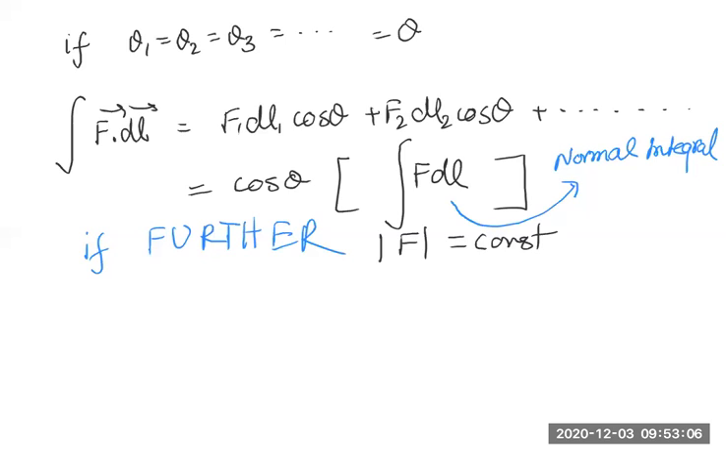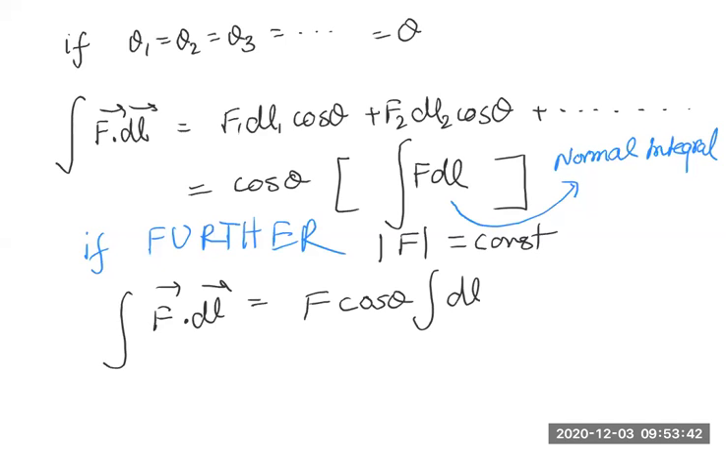हाँ, apart from this, you also find that the magnitude of the vector f always remains constant. Okay? Then integral f dot dl will become, cos थीटा तो हमने कॉमन लिया ही हुआ है पहले से, यहाँ पे f भी कॉमन आ जाएगा. So you will get f cos theta integral dl. Okay, now what do you think is integral dl? What do you think is integral dl?